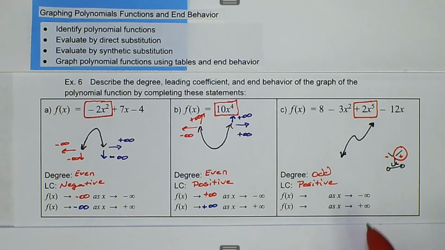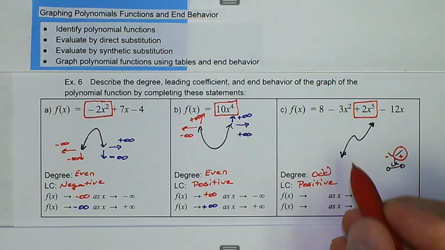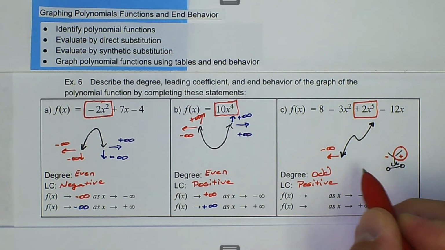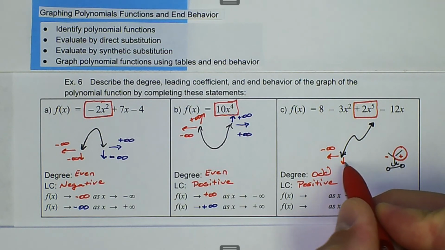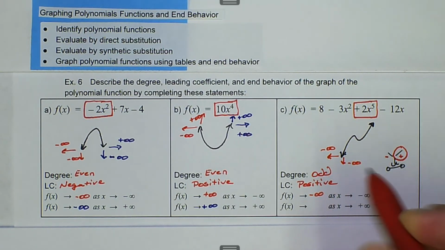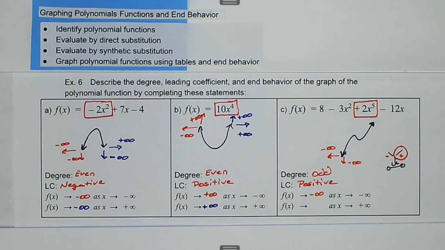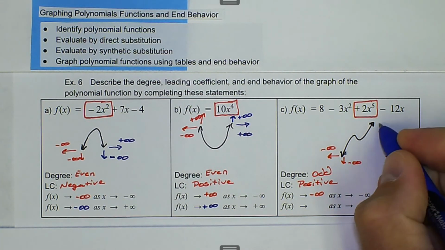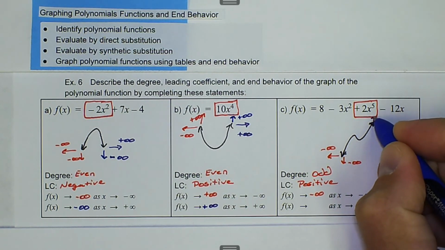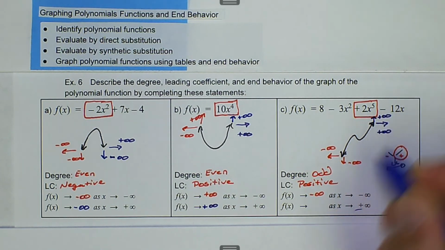And so I go back to as x goes to negative infinity. So as x goes to negative infinity, what does my function do? My function also goes to negative infinity. And then same thing as x goes to positive infinity. So as x goes this way, what does the function do? The function also goes to positive infinity.